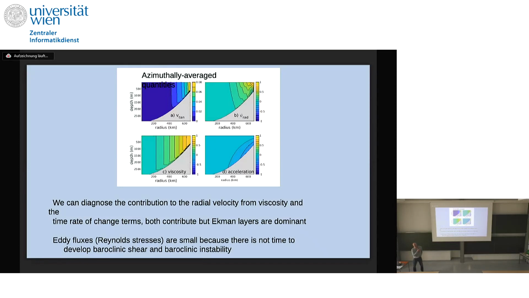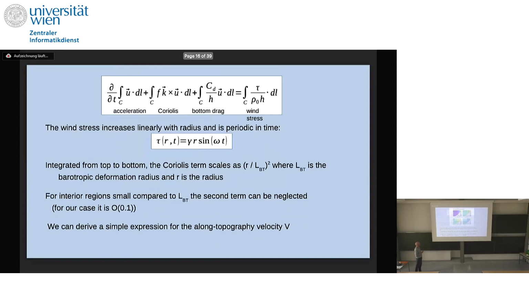There's a Reynolds stress term, nonlinear terms that I haven't mentioned yet. Turns out my forcing is at such high frequency, I don't have a chance to develop any eddies. I don't develop any baroclinicity. So the nonlinear terms, eddy fluxes, they're all small. So I can ignore those. All right, so now we come back to our equation. I'm going to define my wind stress. It increases linearly with radius at some rate gamma. It's periodic in time.